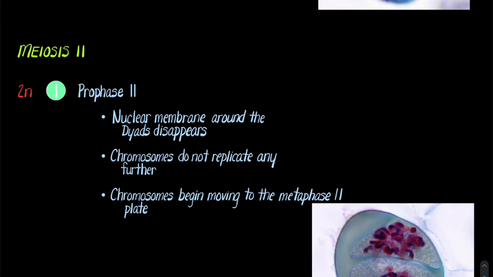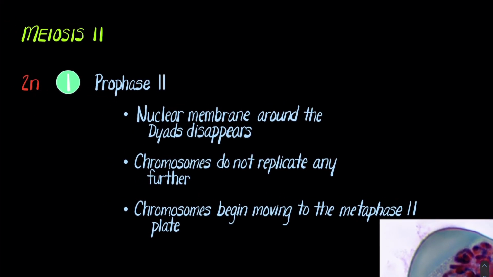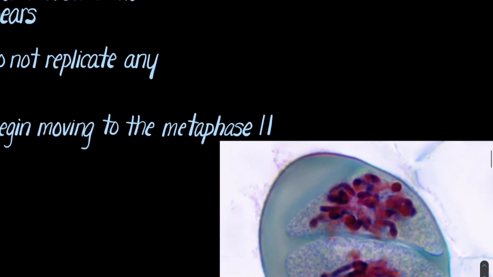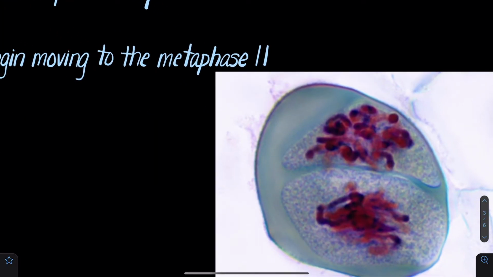Now let's move into meiosis II. With meiosis II, it is very similar to mitosis in that sister chromatids, rather than homologs, are separated from each other. So beginning with Prophase II, the nuclear membrane around the dyads disappears, chromatin condenses, and the centrioles migrate to opposite poles while the spindle apparatus forms.